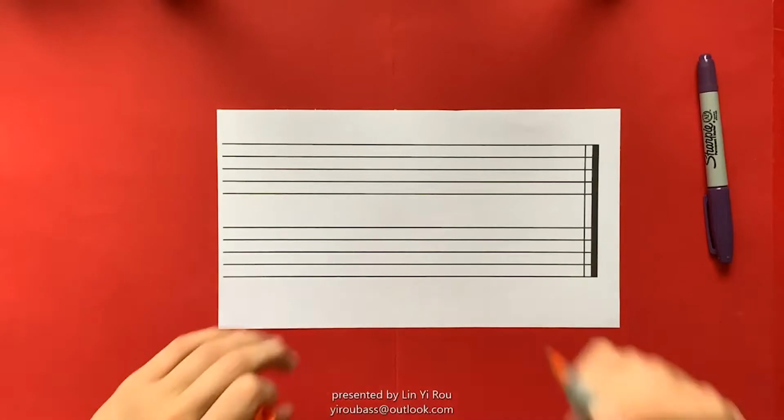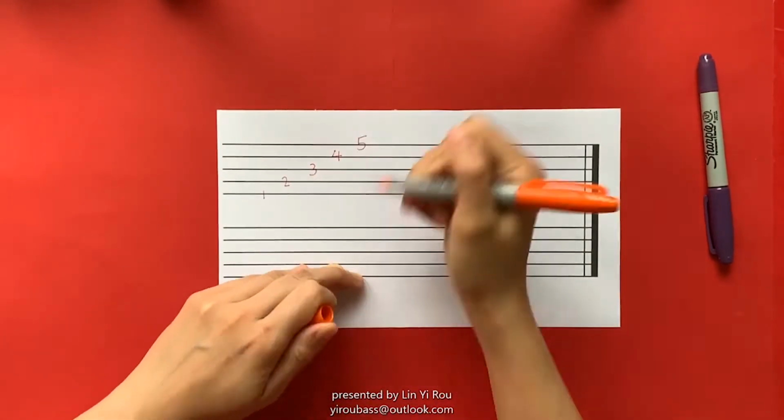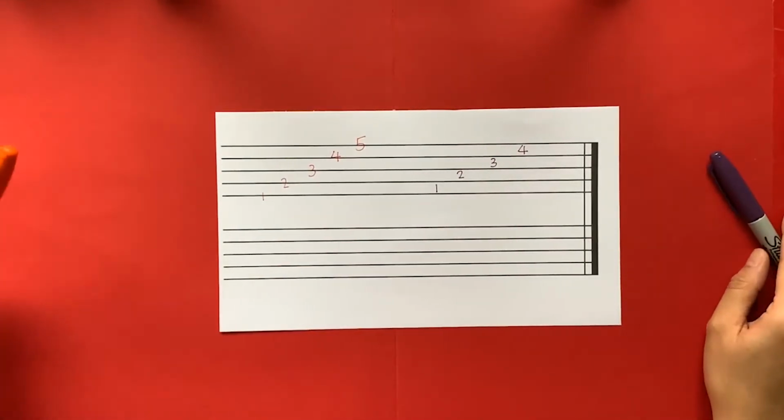When two staves join together, it creates a grand stave. Each stave consists of 5 lines and 4 spaces. Each line and space represent a different pitch.